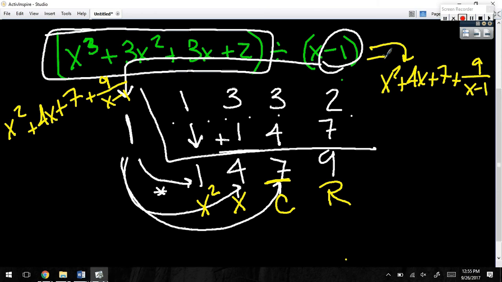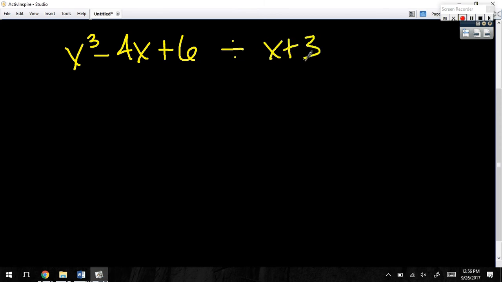Can we do like 2 instead of 1 for the x minus number? The next one, can we do a number other than 1? Oh yeah, sure. That's what we're gonna do. I'm gonna throw you off a little bit. x cubed minus 4x plus 6 divided by x plus 3. So my first question is, can we divide this synthetically?